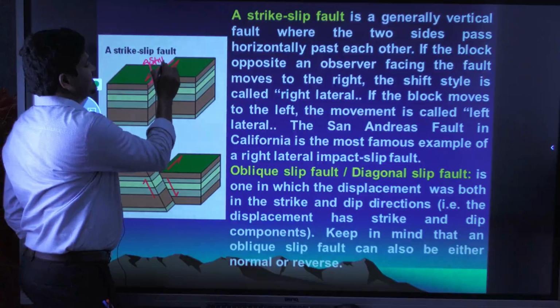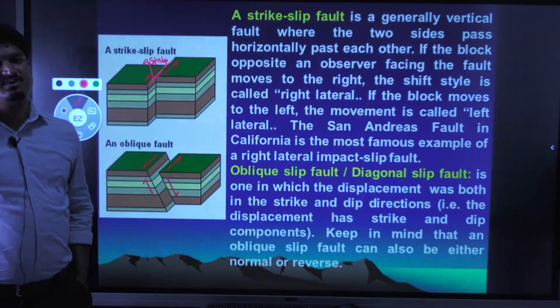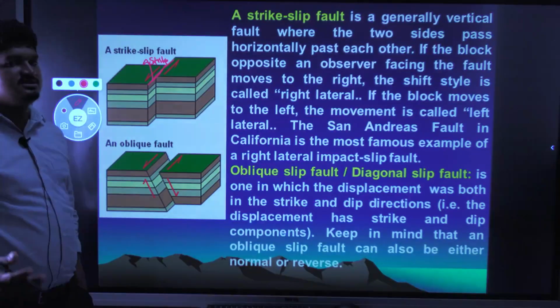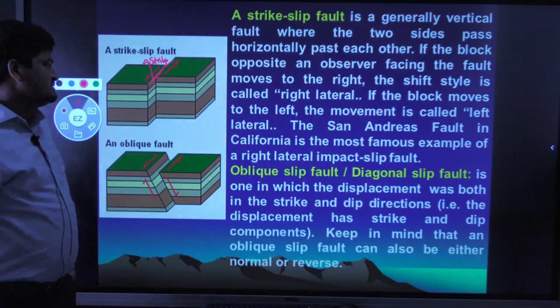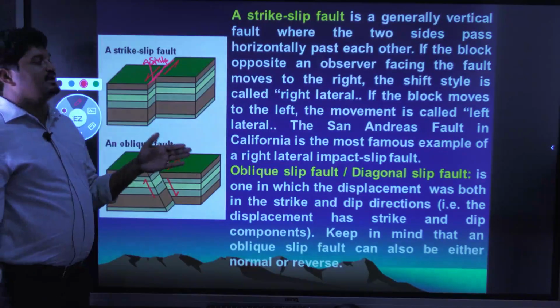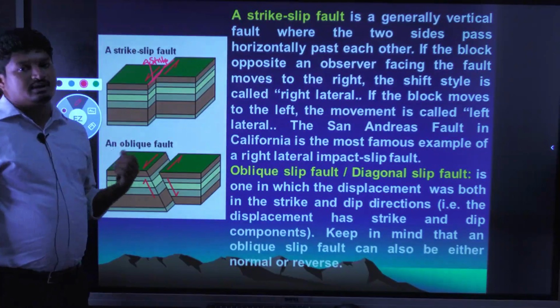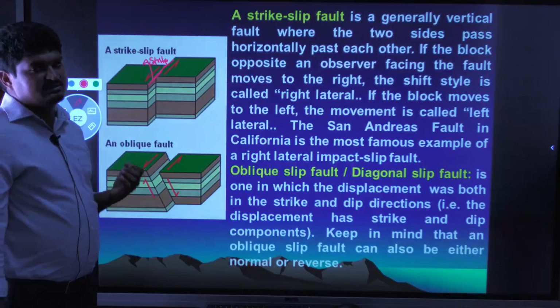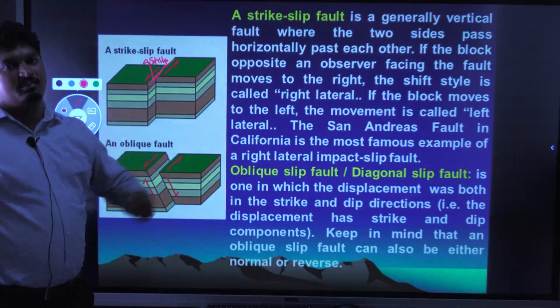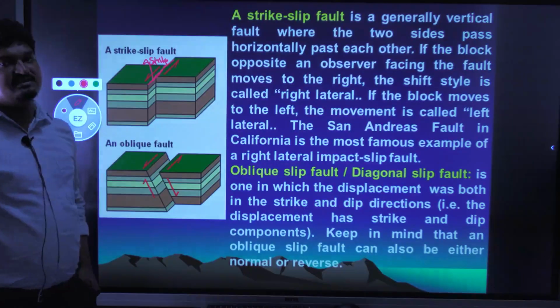Another name for a strike slip fault is tear fault or transform fault. Strike slip fault means the movement is either left lateral or right lateral due to the faulting. The displacement occurs along the strike plane, and it is called a strike slip fault.